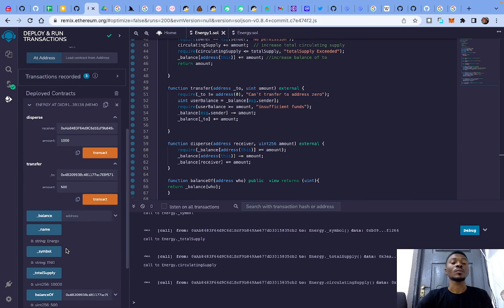So that is just a simple contract that demonstrates what we've learned so far at the Web3Bridge Cohort 7 blockchain development bootcamp. Thank you.